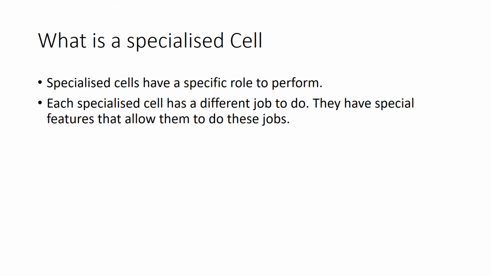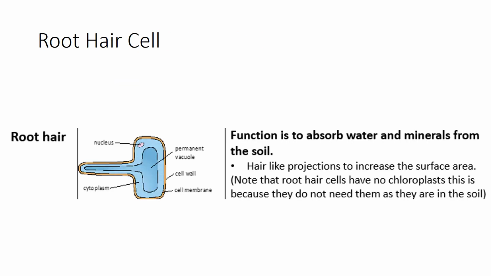Now, specialised cells are cells that have a specific role or job to perform, and each specialised cell has a different job to do. Last session we looked at sperm cells and nerve cells and muscle cells. They each have particular jobs and are adapted differently. In this session today, we're going to be looking at specialised plant cells.